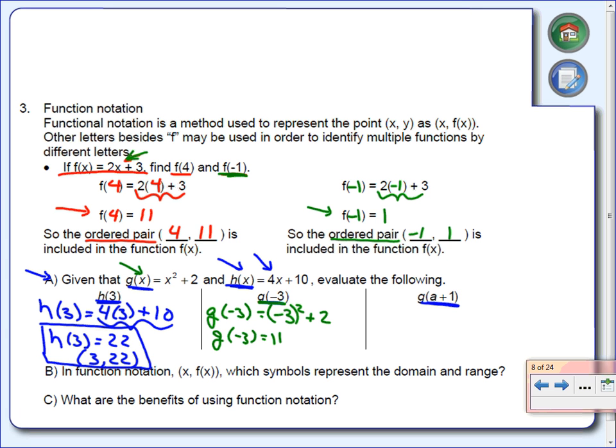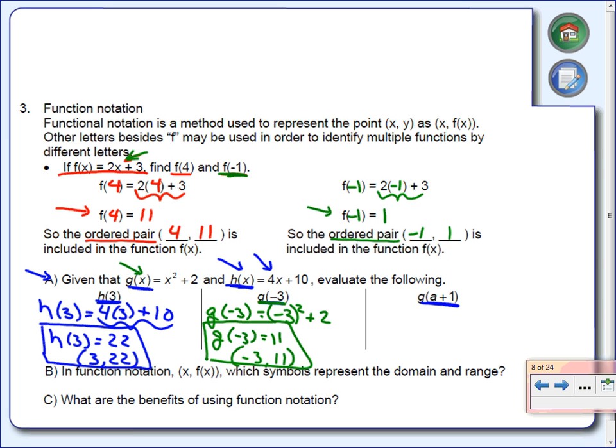All right, so now that we know that g of negative 3 is equal to positive 11, which we can also write as an ordered pair, that ordered pair would be negative 3, 11. So these are two different ways to say the same thing.